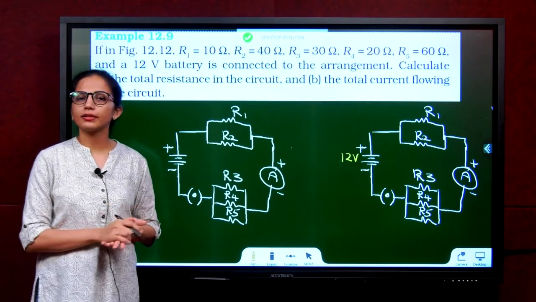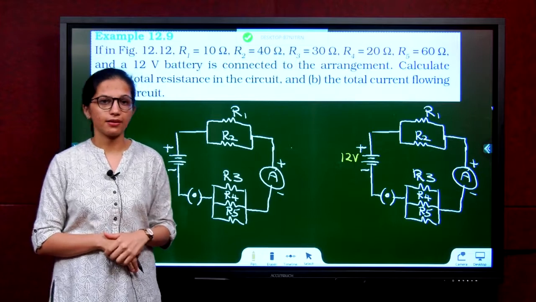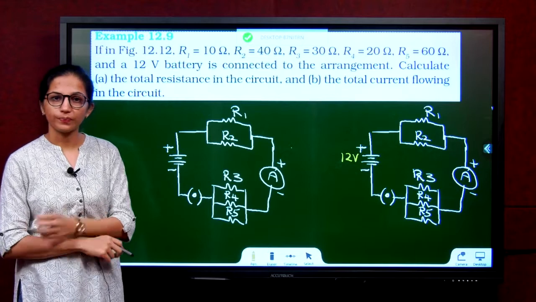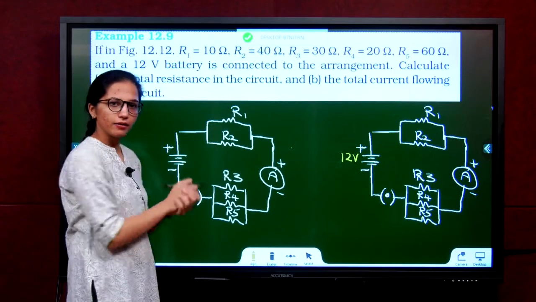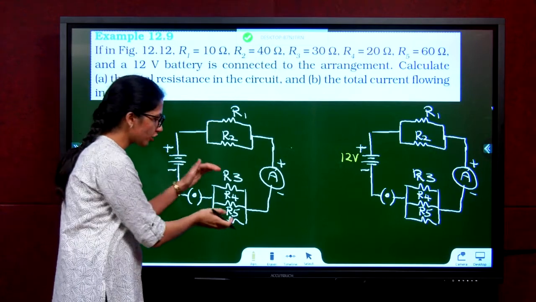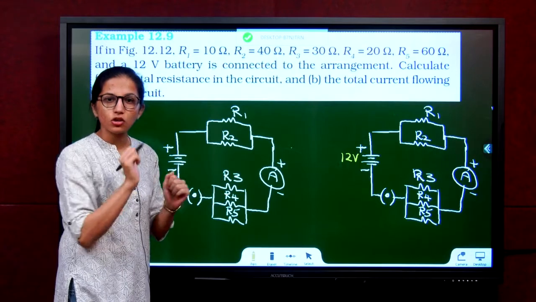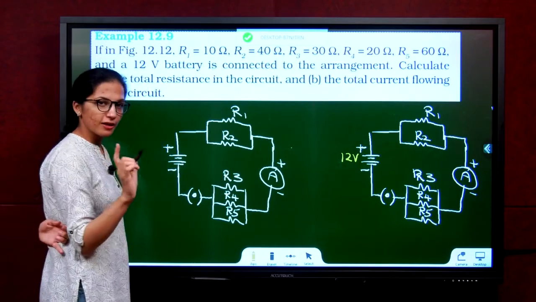Now to calculate total resistance, I need to know whether it is in series or parallel. Do you agree? How do you know whether this is in series or parallel is the next question. Please observe. For sure this is in parallel. But what about these? Understand, you have to see how the current flows. This is just for your understanding.